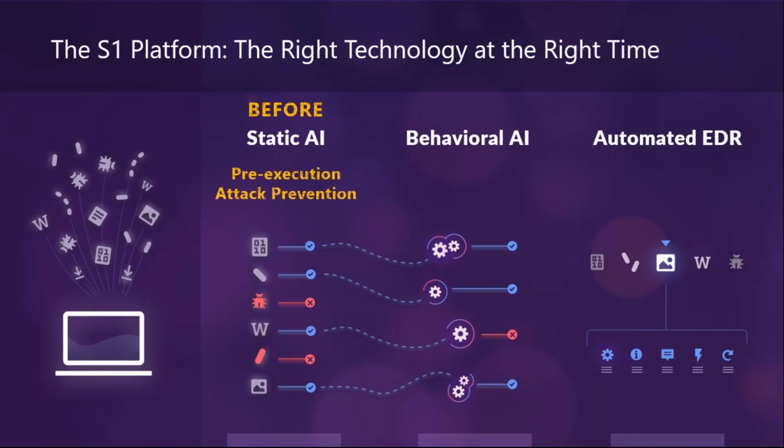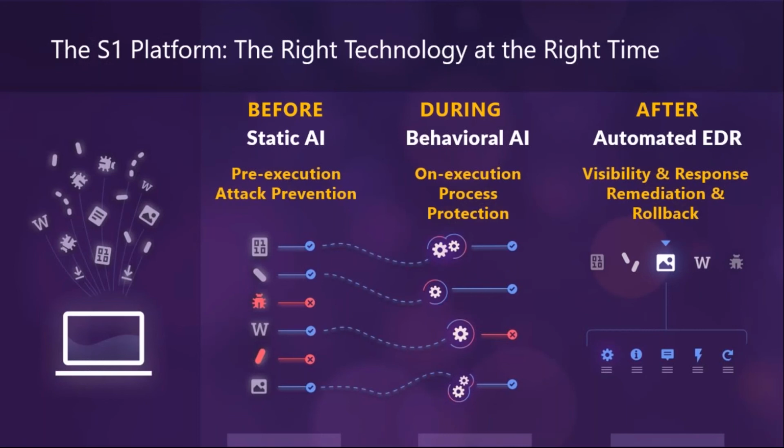So this is really how the technology works. And if you're looking at endpoint protection, this is what SentinelOne is doing all in one single agent. So you can look at it as before, during, and after. So we can utilize our static AI. So this is our pre-execution attack prevention, utilizing artificial intelligence to look at the metadata of files and to be able to protect against those known and unknown attacks.